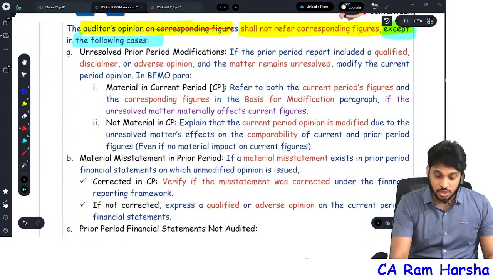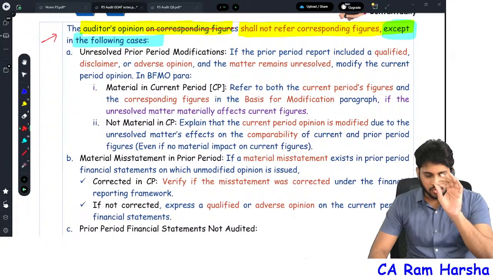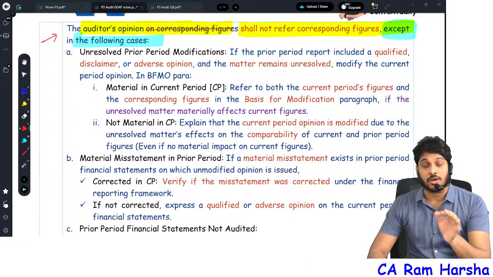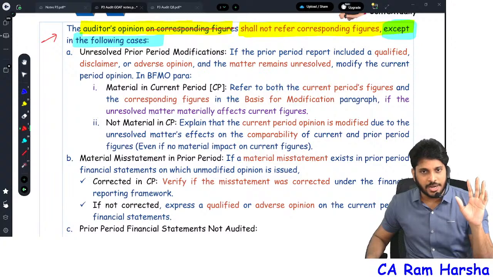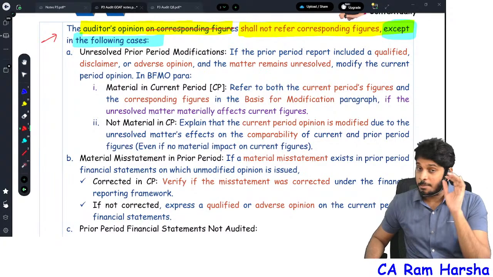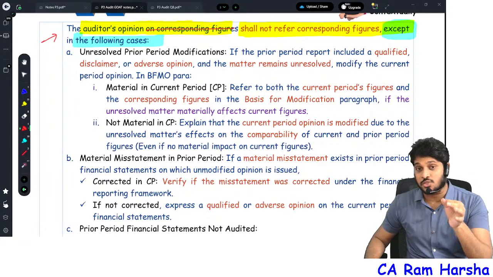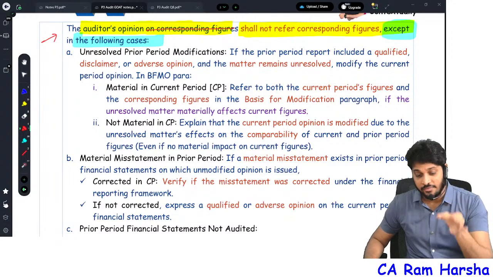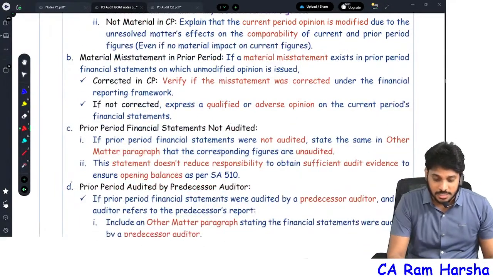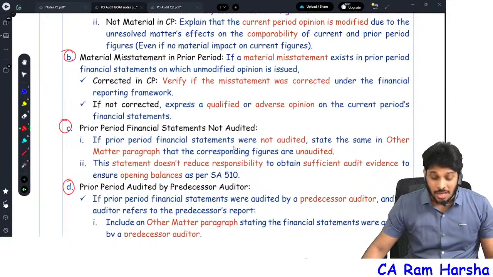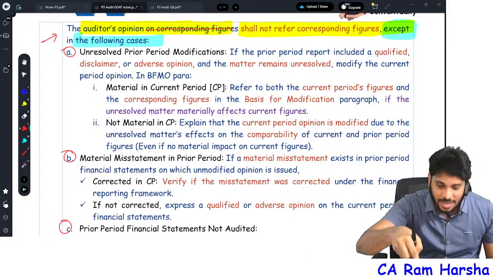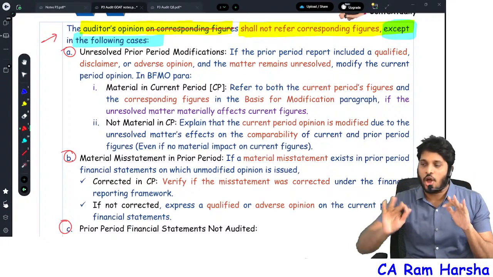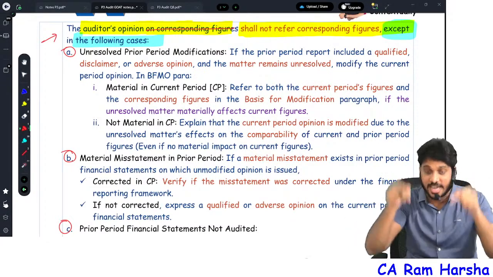This question was asked in CA Final: under what circumstances may the auditor's opinion or auditor's report also refer to corresponding figures? Generally, the auditor's report does not refer to corresponding figures, but under what circumstances will corresponding figures also be discussed by the auditor in the audit report? There are 4 circumstances where we talk about corresponding figures, about last year's financial statements, in the current year audit report.